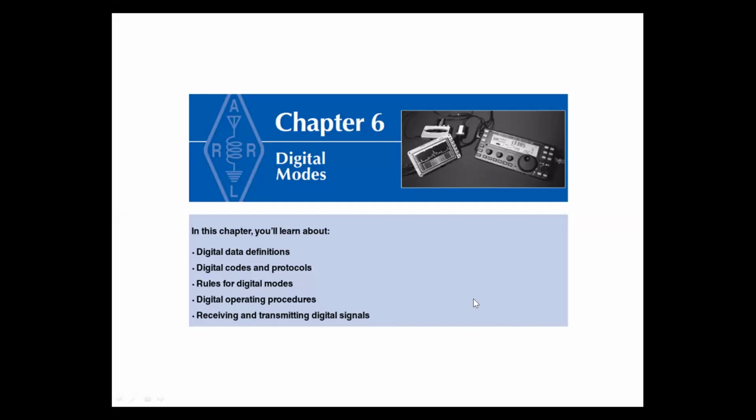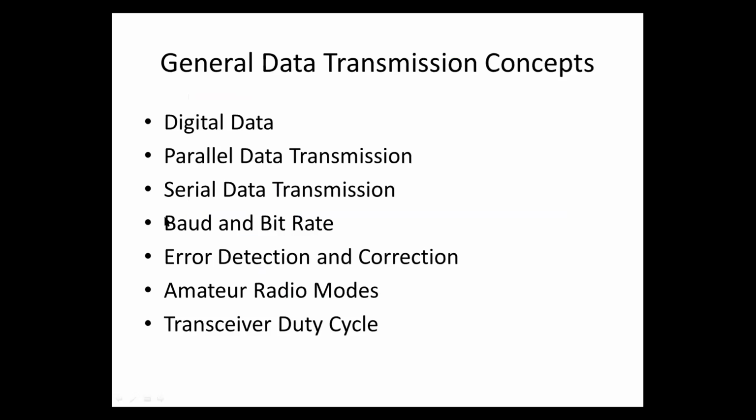Some rules for digital modes and digital operating procedures in receiving and transmitting digital signals. So what we're going to start with are some general data transmission concepts. These aren't unique to amateur radio, but if you've worked at any level of involvement with digital systems in computers, you might be aware of some of these. But we're just going to start and give some general overall descriptions of how some things work.